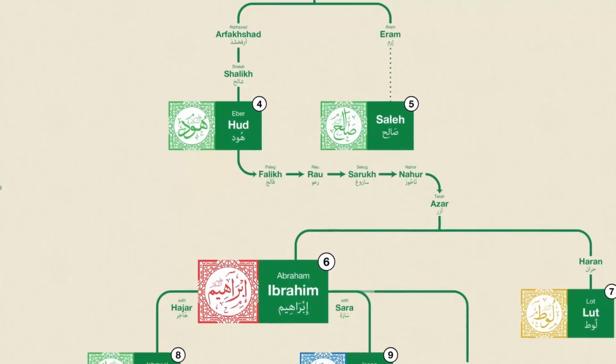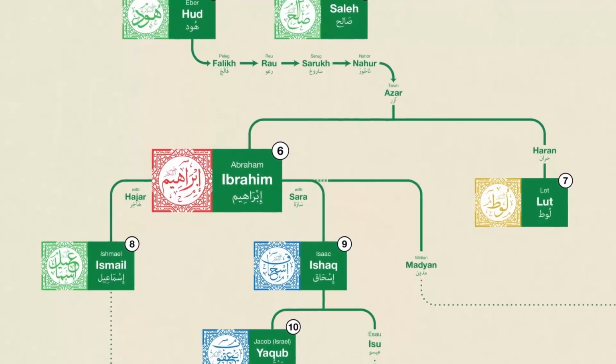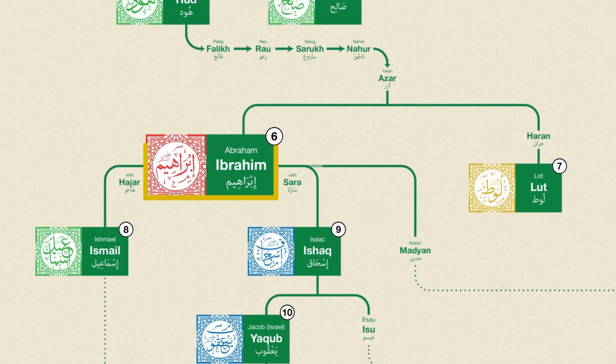We now come to the second of the 5 arch-prophets, Ibrahim, better known to Christians and Jews as Abraham. At this point, there's a very important split in the tree, as well as several major differences between the Quranic version of events and the biblical version of events.